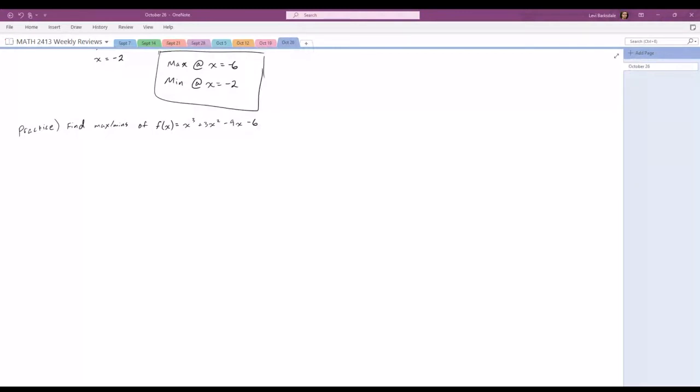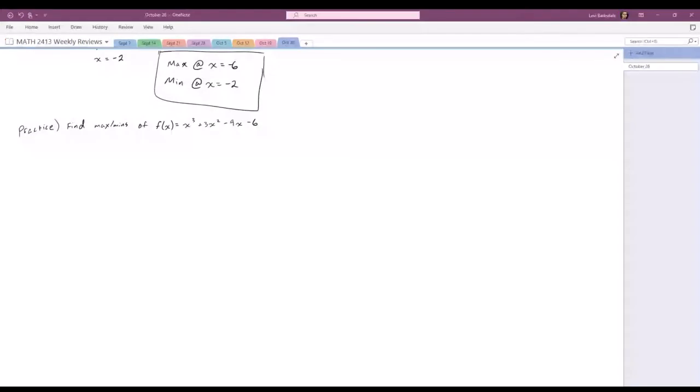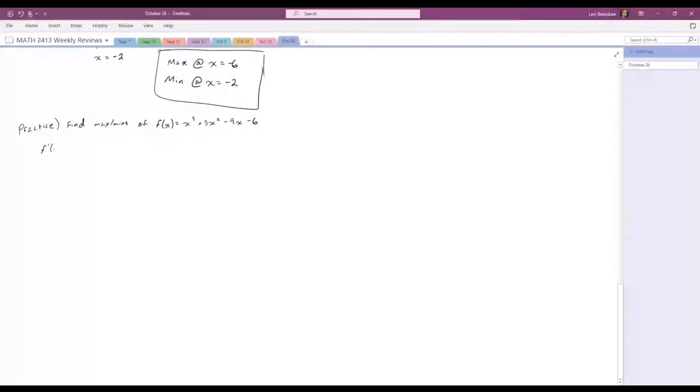Okay, let's go ahead and go over this one. Again, it's pretty straightforward, just like the example. In order to find our maximums and minimums, we're going to be looking for our critical points, which are where our derivative is equal to 0. So firstly, we need to find our derivative.